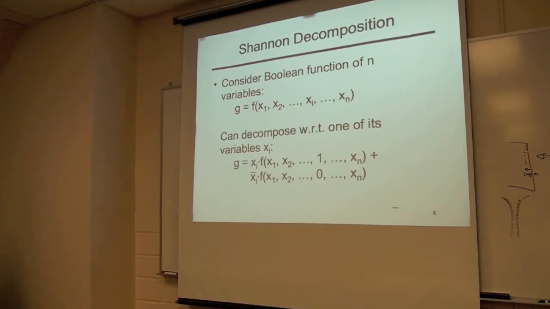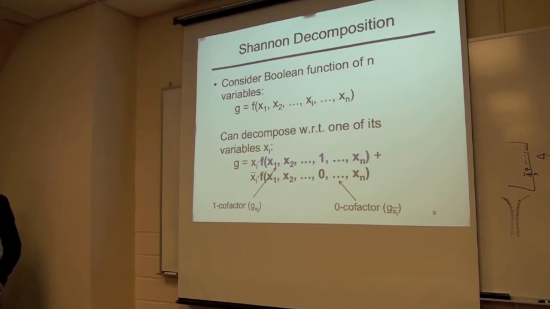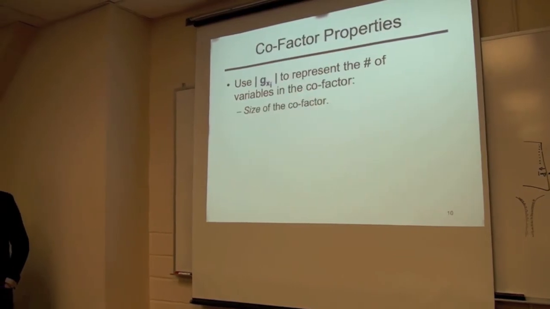But just to remind everyone, if you have a logic function here, say it has n variables, you can take one of the variables, say xi, and you can decompose the logic function with respect to that xi. So you take a chunk of the logic function where xi is assigned to 1, and you have another part of the logic function where xi is assigned to 0, and you use xi to select between these 2 pieces. This first part, where xi is given a value of logic 1, is called the 1 cofactor, and that can be denoted by g sub xi. And the second chunk, where xi is given a value 0, is called the 0 cofactor. G sub xi bar is a notation for that. So there's a 1 cofactor and a 0 cofactor.